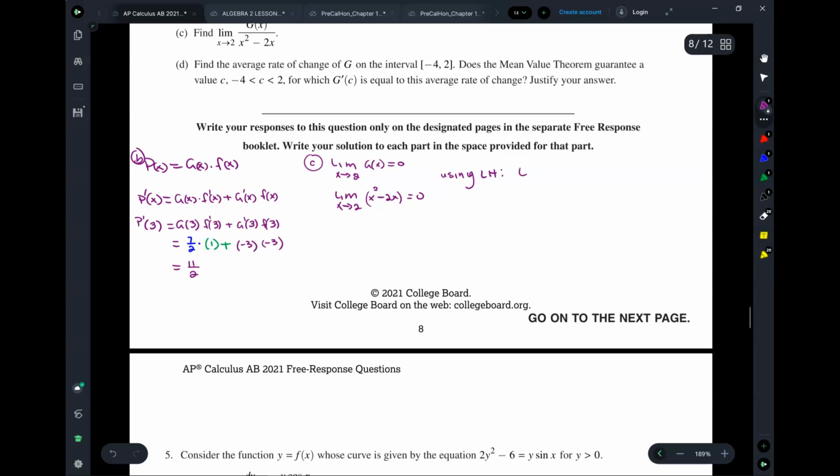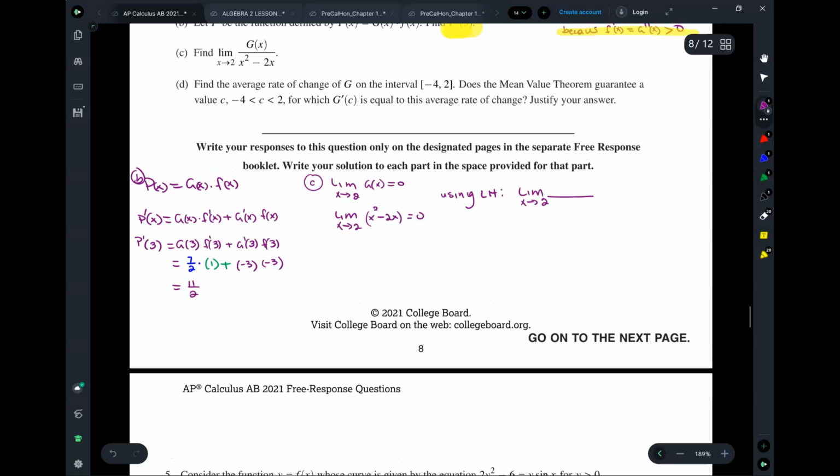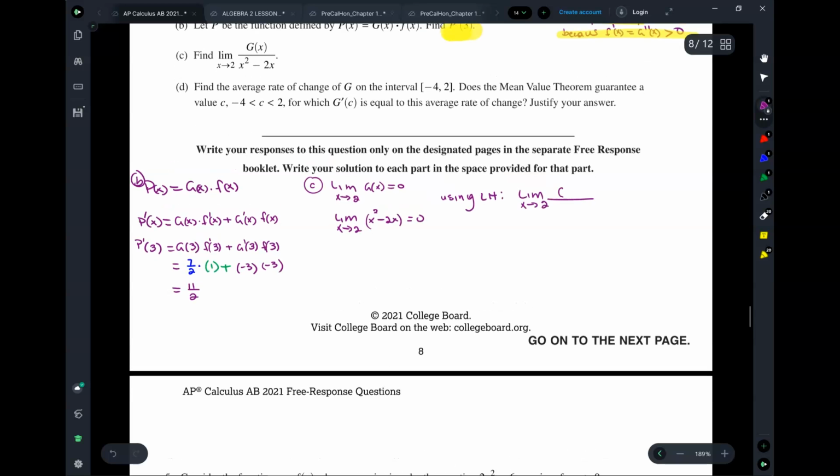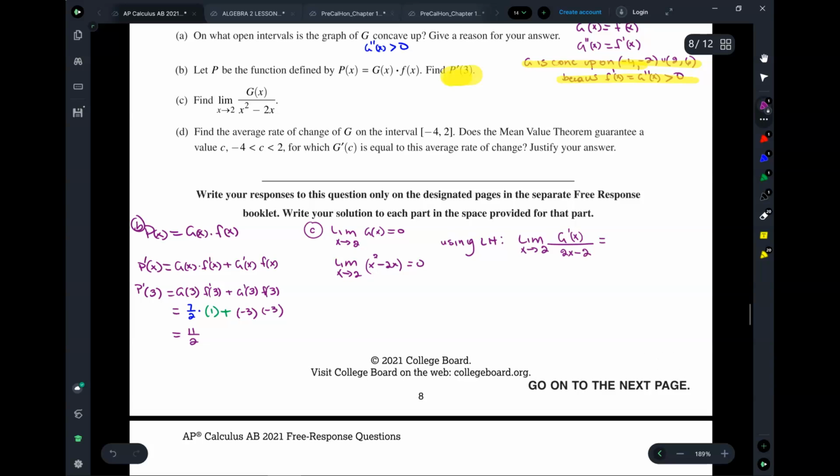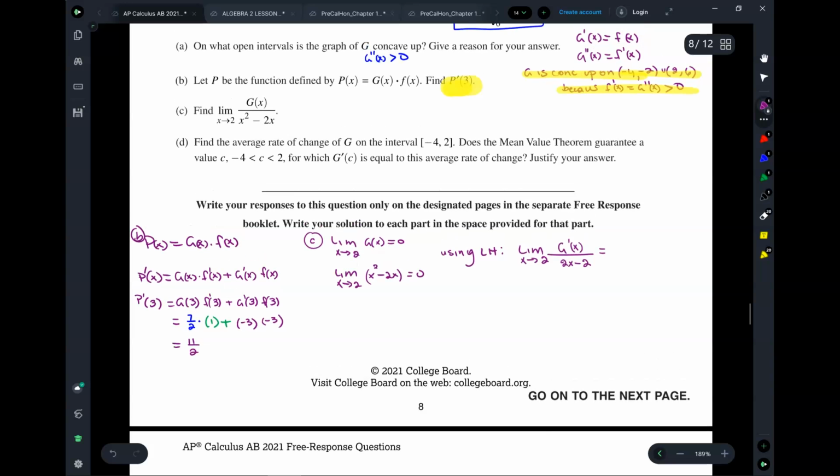Now you say, using L'Hopital's rule, this is the limit as x approaches 2. And how do we use L'Hopital's rule? It's the derivative of the numerator over the derivative of the denominator. And what was g prime again? f of x, right? g prime up there is f. So this is f of 2, which is, let me just write that, negative 4 over 2, negative 2.